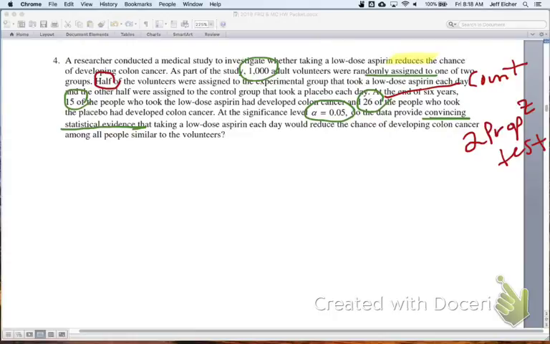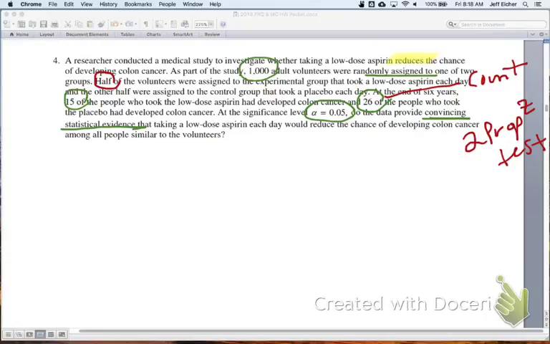After 6 years, 15 of the people who took low-dose aspirin had developed colon cancer. 26 of the people who took the placebo had developed colon cancer. So notice there's more people developing colon cancer who were on the placebo. So 15 is less than 26, we might have initial, preliminary evidence that low-dose aspirin actually did help. At the significance level of 5%, do the data provide convincing evidence that low-dose aspirin each day helps reduce the chance of developing colon cancer?